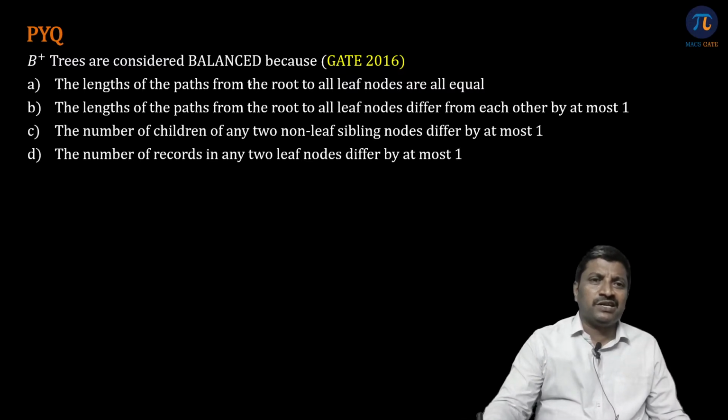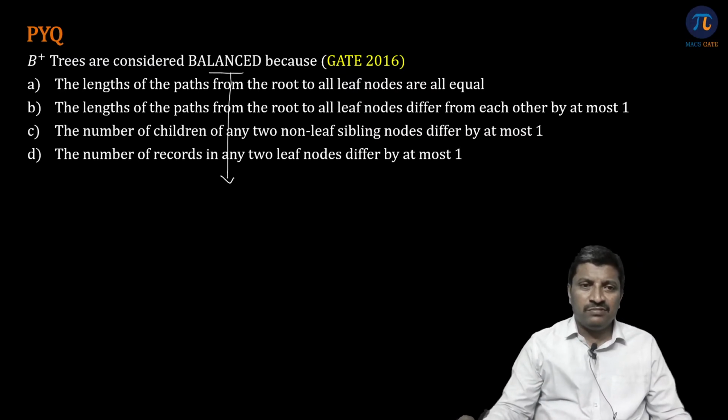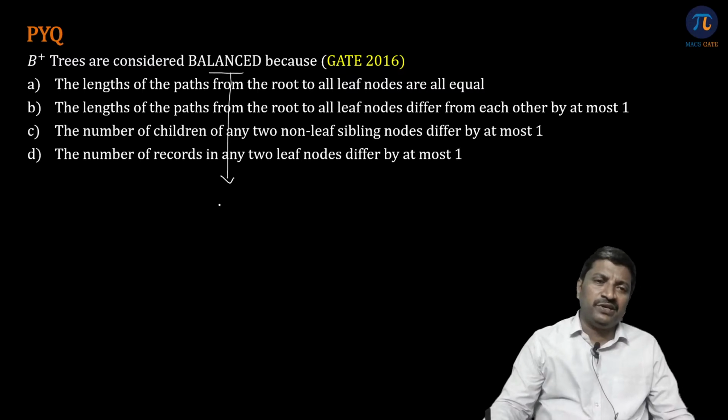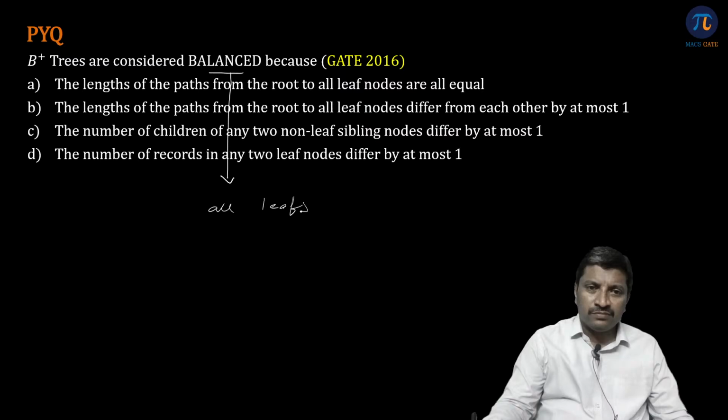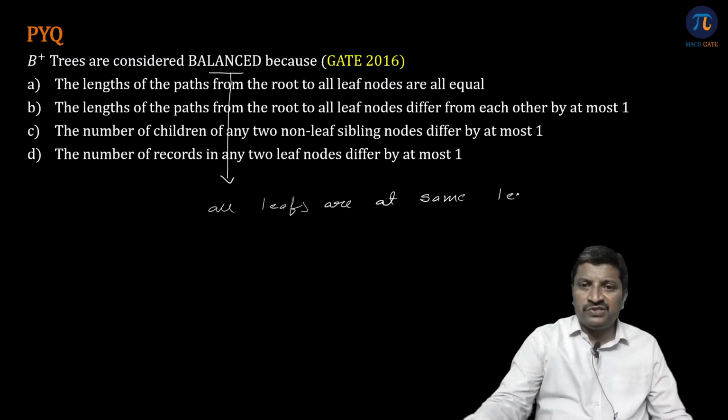B plus trees are considered balanced. Why is it balanced, sir? Always the leaf nodes are at the same level. Please observe it. In all the B trees and everything, all leaves are at the same level. In all the previous diagrams or all the problems, we have seen it.